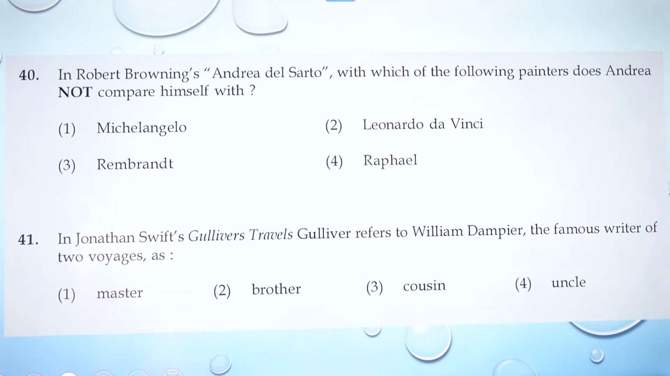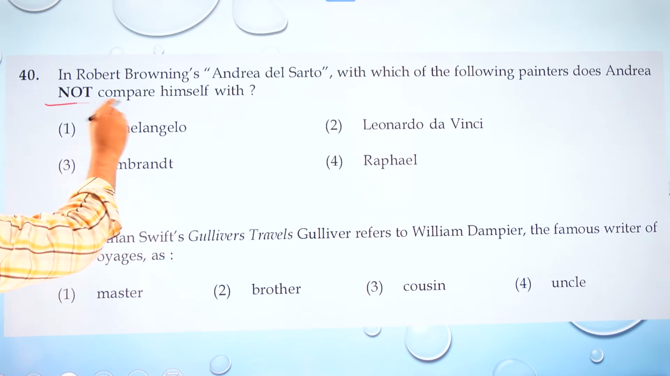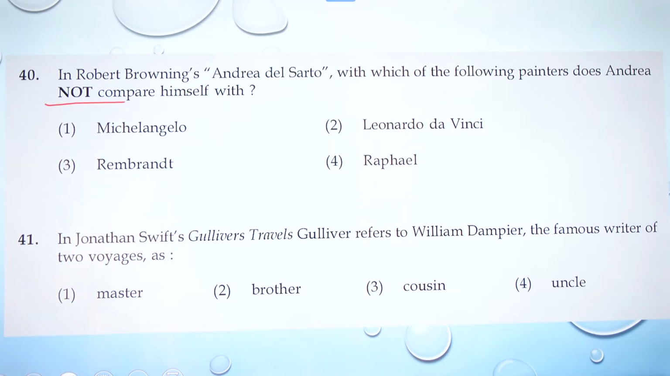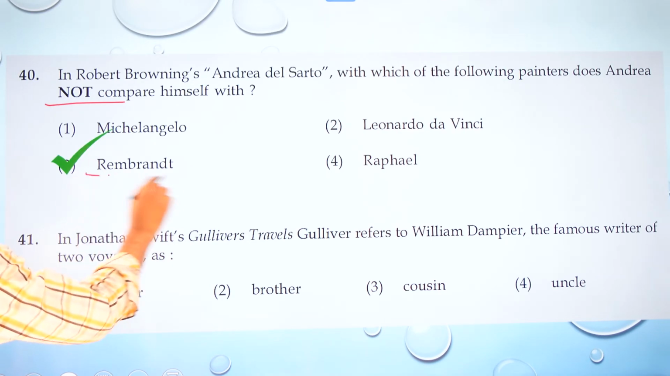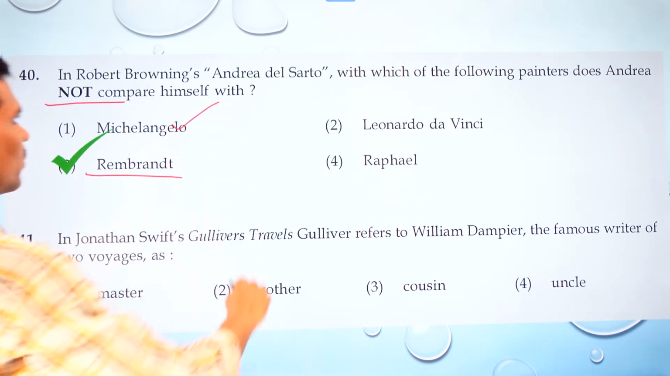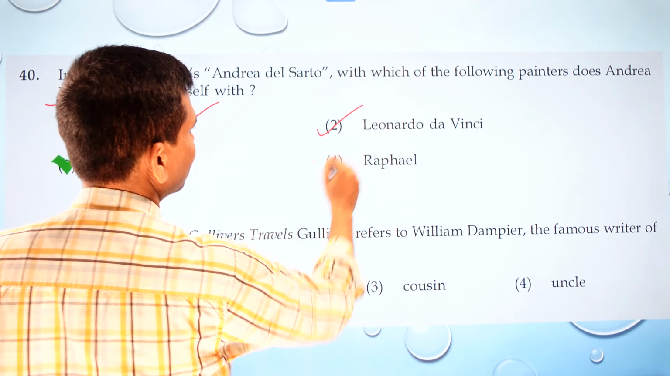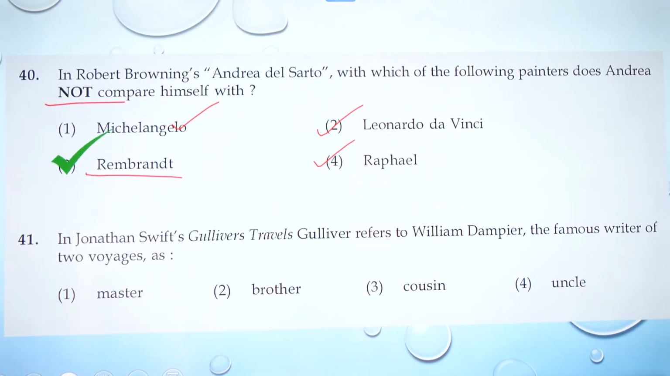40. In Robert Browning's Andrea del Sarto, which of the following painters does Andrea not compare himself with? Now again you have a negative question, you have to recognize among these 4 options. Number 1, Michelangelo. Number 2, Leonardo da Vinci. Number 3, Rembrandt. And number 4, Raphael. And the correct option is number 3. So the painter compares himself with Michelangelo, Leonardo da Vinci and Raphael, and not with Rembrandt.